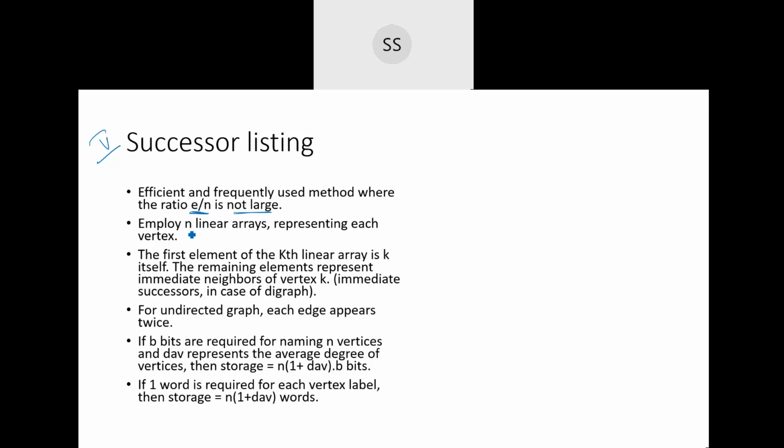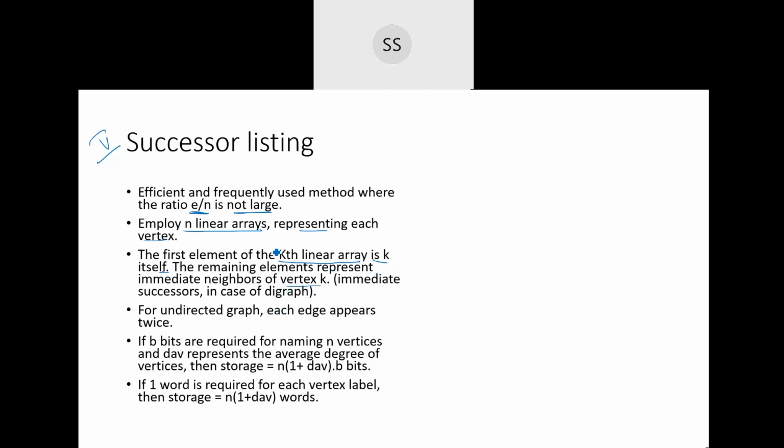So you're going to employ n linear arrays. As many vertices as we have, that many linear arrays we use for representing each vertex. The first element of your kth linear array is k itself. If it is the first array, it represents the first vertex, and its first element will be the first vertex itself, and the remaining elements represent the immediate neighbors of vertex k. So which are the immediate neighbors of vertex k? Those will come after it as its successors.